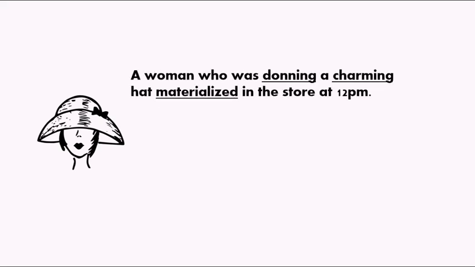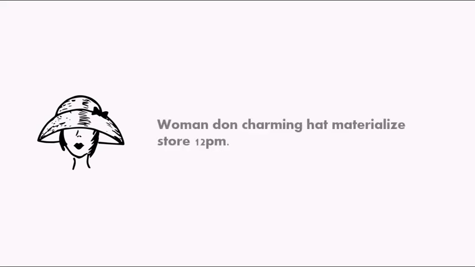Consider this sentence. A woman who was donning a charming hat materialized in the store at 12 p.m. This is a grammatically correct and meaningful sentence with a few fairly advanced vocabulary items: donning, charming, and materialized. Let's read the sentence with only the content words, that is, nouns, verbs, adjectives, or adverbs in their base form. Woman donned charming hat materialized store 12 p.m.